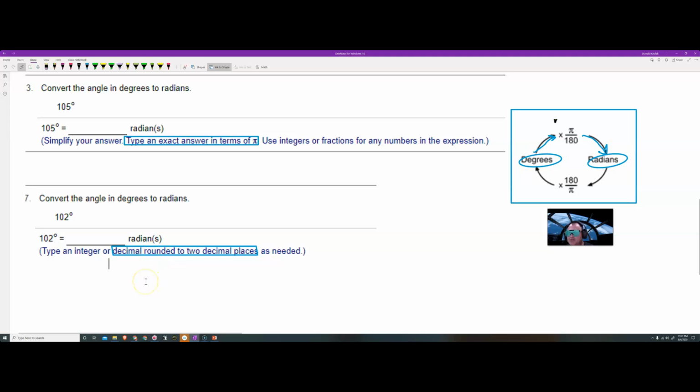Now, they installed the calculators on your laptops, and I put a video on today's date that shows you how to open up that calculator on your laptop.